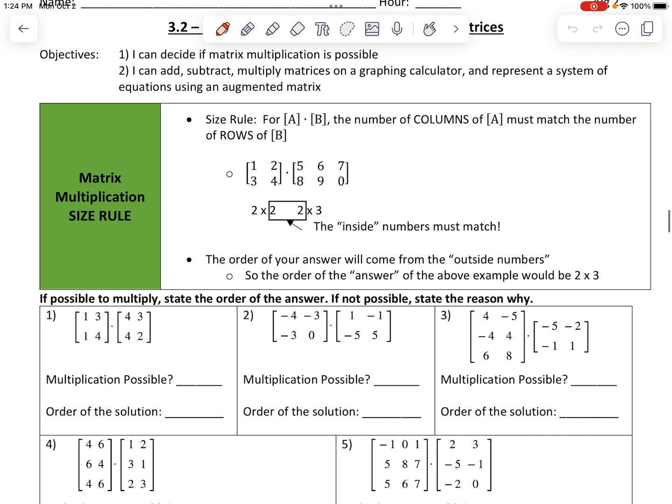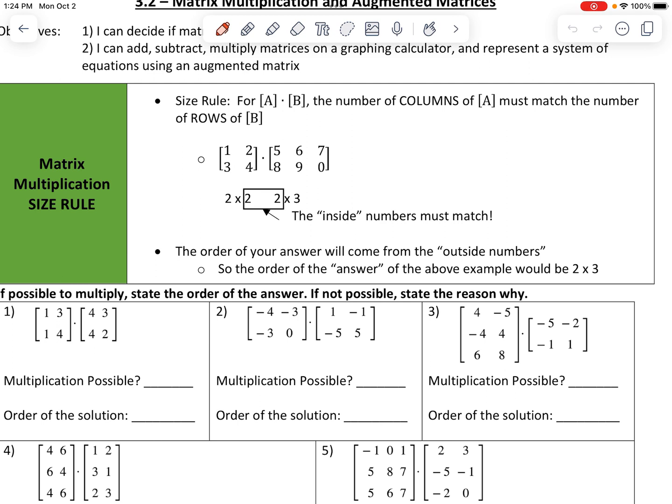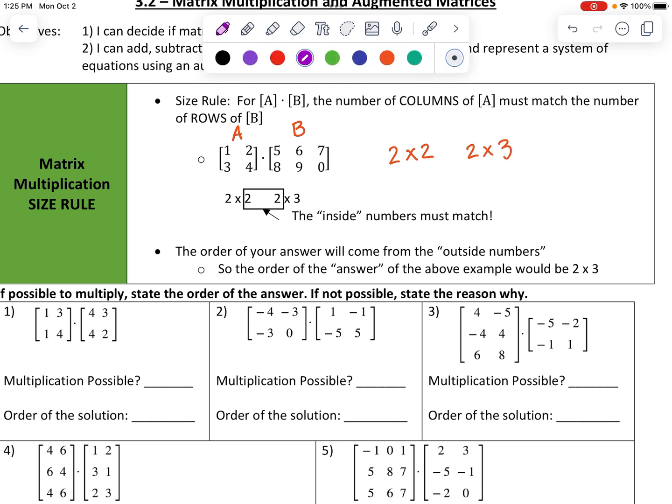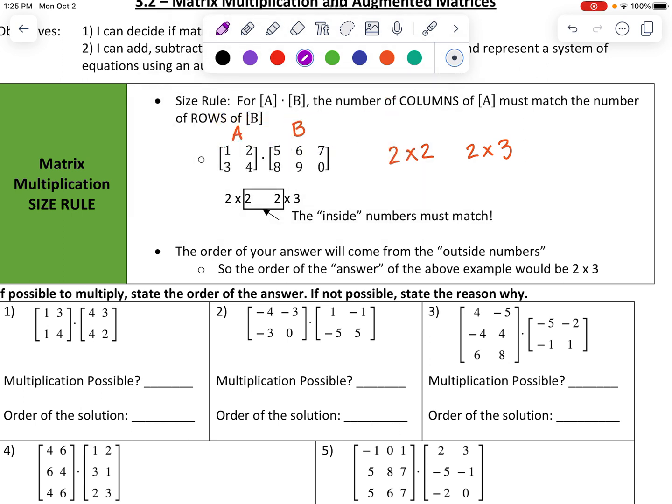So to begin with here, matrix multiplication, this is our size rule. If we are multiplying matrix A times matrix B, we have to make sure that the columns for A match the number of rows for B. If I look at these two matrices I have here, my first one, let's call that A, is a 2 by 2 matrix. My next one, we'll call it B, is a 2 by 3 matrix. We need these two to match for them to be able to be multiplied. So the number of columns for A has to match the rows for B.